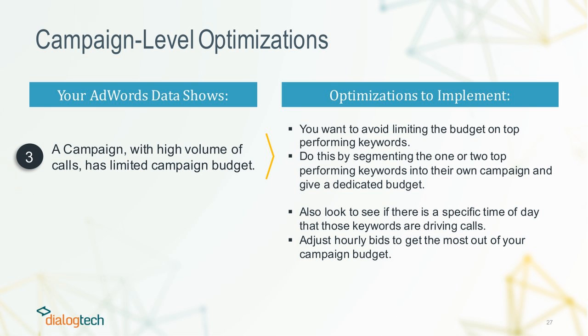And then another key tip at the campaign level, take a step further. Look to see if there's a specific time of day that the keywords in those campaigns are driving the call. That's really important not only for your backend, how you're receiving the calls, but also for allocating your budget to different times of day, and really adjust hourly bids to get the most out of your campaign budget. That's another big tip that I have really found to be a performance driver for my account.